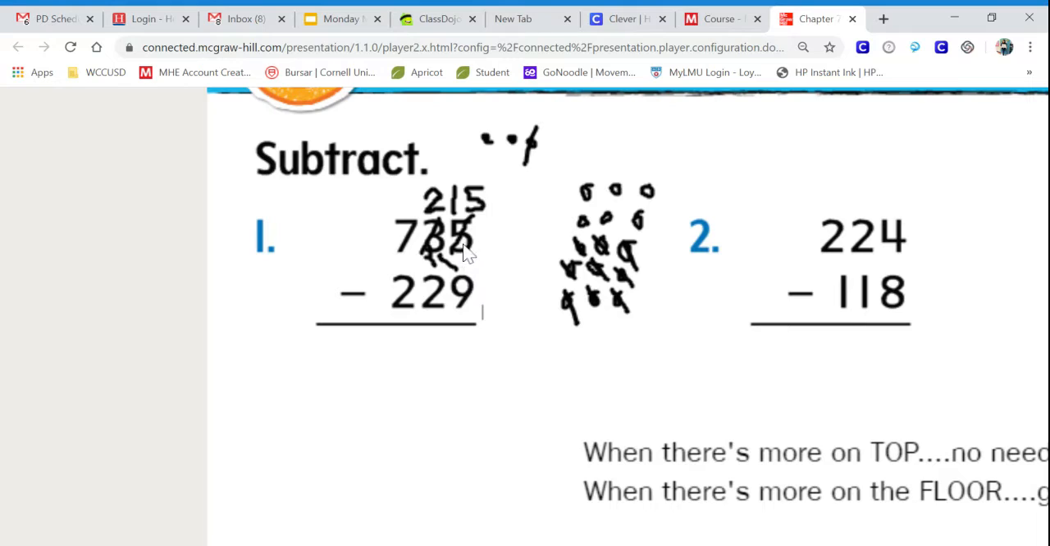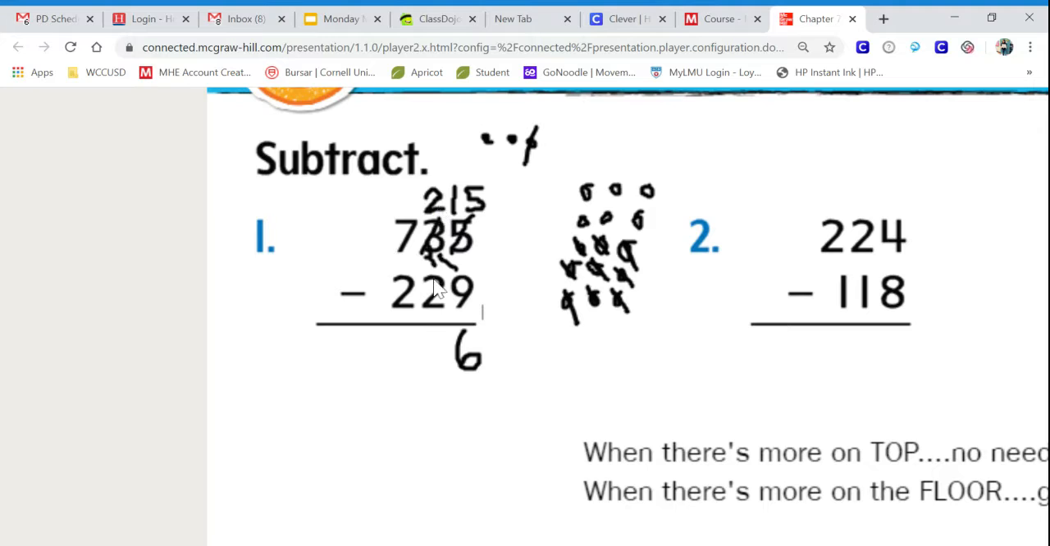All right, let's pretend I call on someone. 15 minus 9. I have 6 left. Am I finished? Done? Nope. I finished the ones. Now I need to go to the tens. When there's more on top, no need to stop. When there's more on the floor, go next door.